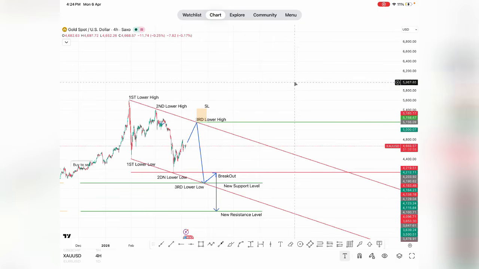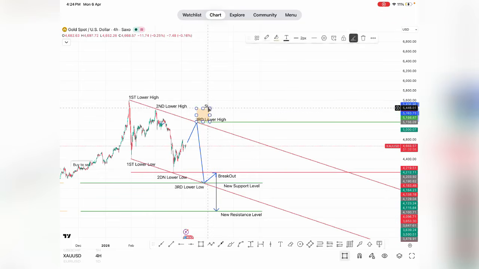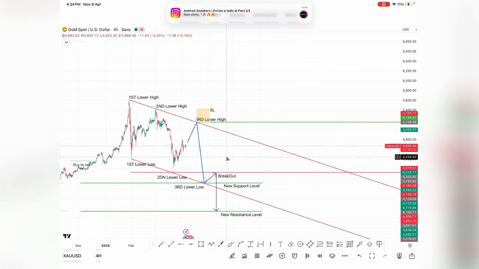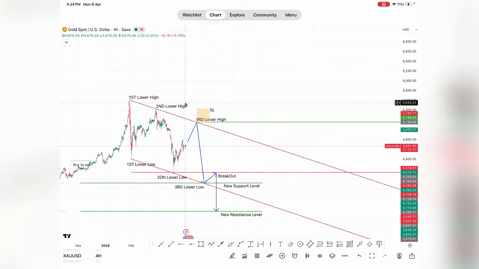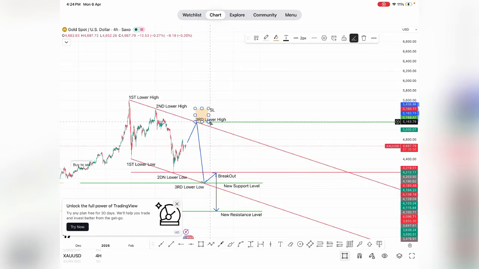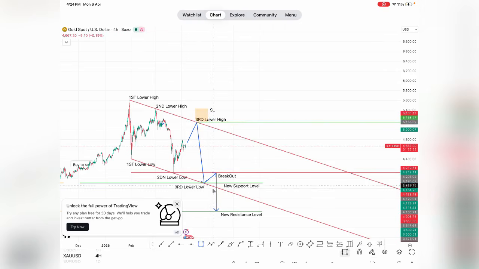This is where you need to set your stop loss. Then take profits. You need to take profits before your next key level, right? Your next key level. So you can take profits anywhere around here.